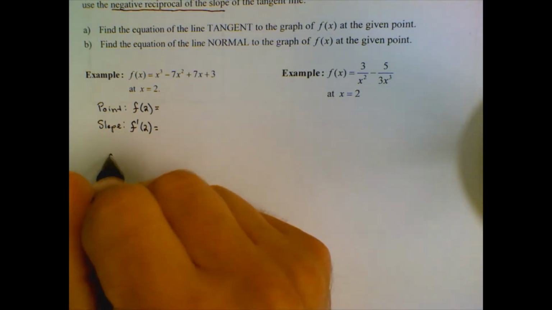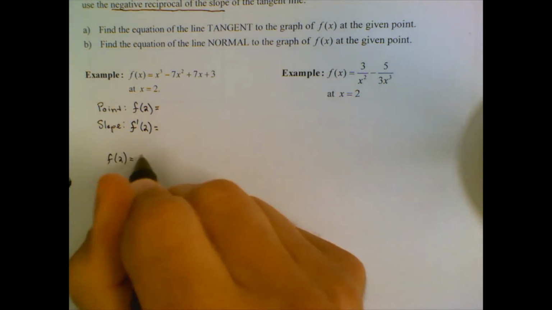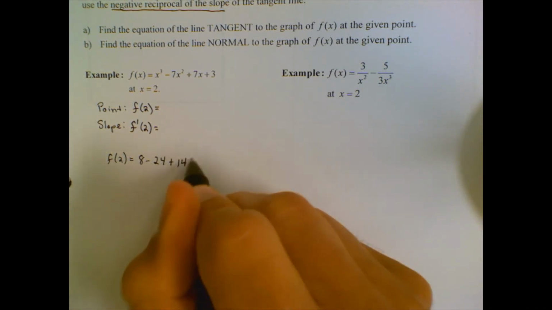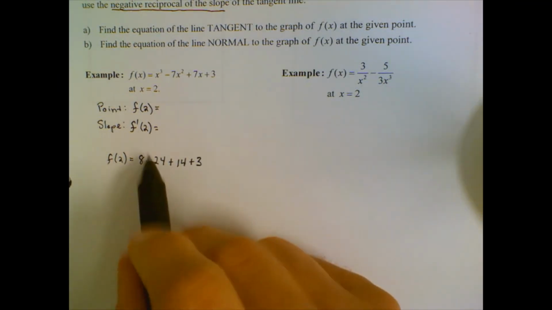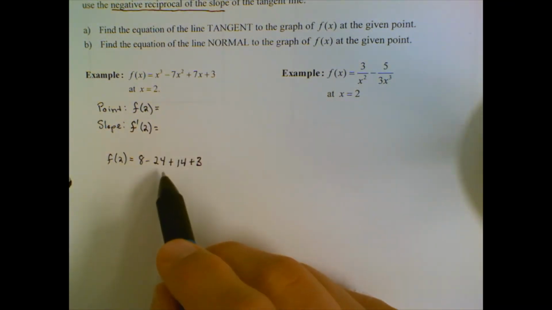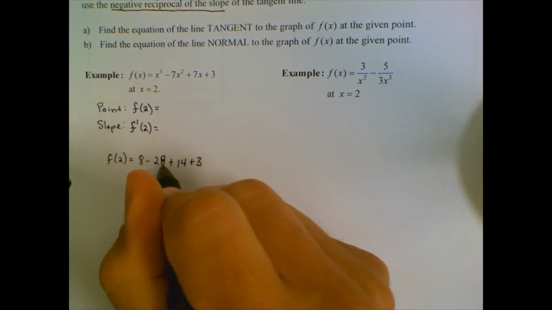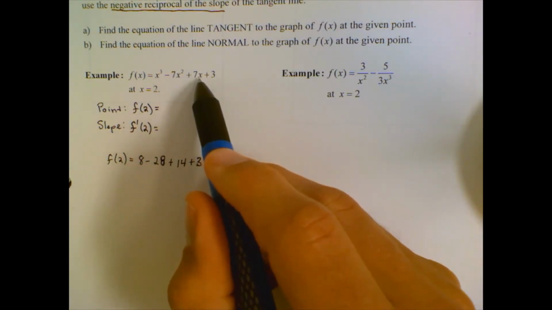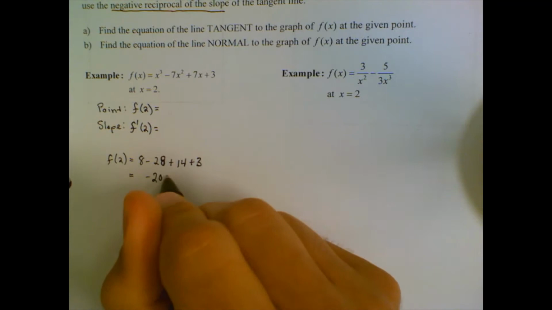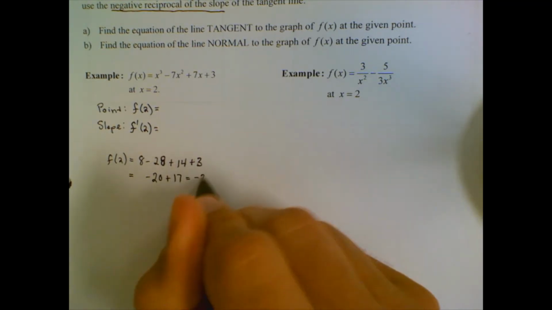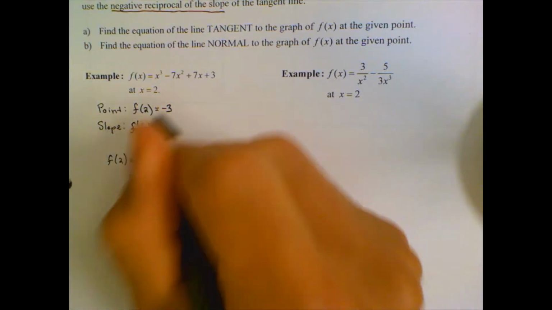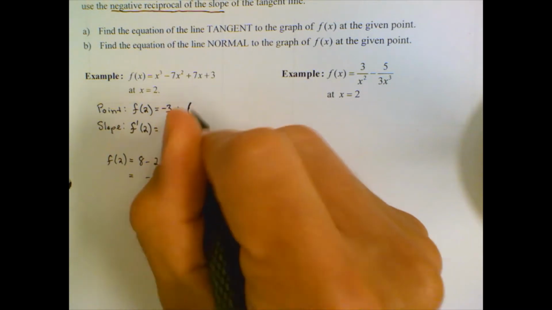f of 2 equals 8 minus 24 plus 14 plus 3. I did that quickly, but 2 to the third is 8. x squared is 4. 4 times 7 is 28, not 24. And then 7 times 2 is 14, and then I have the 3. So we're good. Negative 20 plus 17, and I'm getting negative 3. So my point, f of 2 equals negative 3. You could just say 2 comma negative 3.